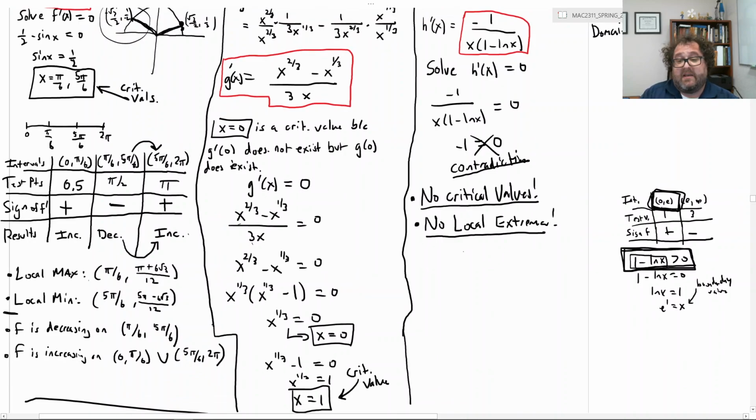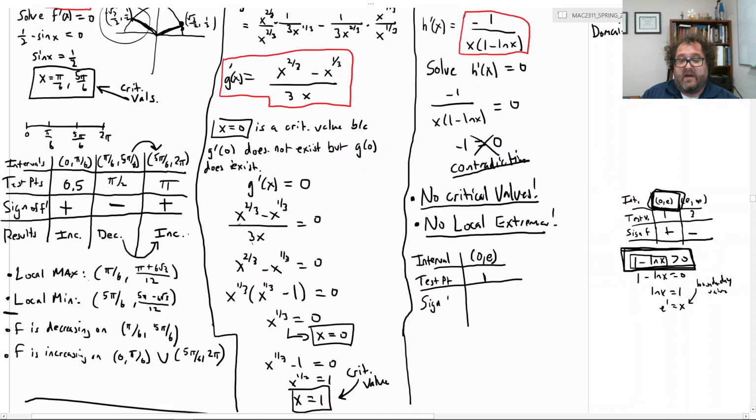To figure it out, just make a mini chart. What's the interval going to be? The interval will be the entire domain of the function. There's no critical value, so we're not going to divide up the domain. We're just going to use the entire domain, 0 to e. And we're going to pick a test point. Remember e is about 2.7. So what's a nice number between 0 and 2.7? Well, 1 or 2. Let's just do 1.